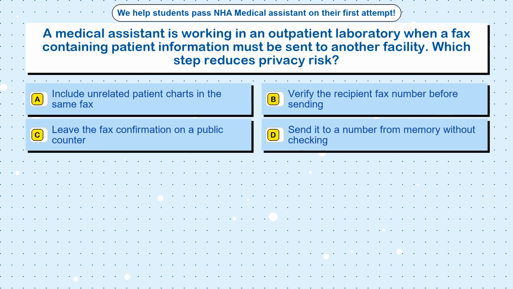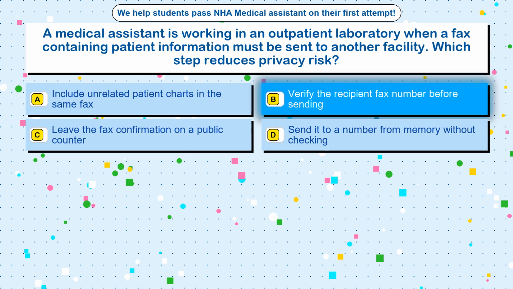Question 5. A medical assistant is working in an outpatient laboratory when a fax containing patient information must be sent to another facility. Which step reduces privacy risk? Option A. Include unrelated patient charts in the same fax. Option B. Verify the recipient fax number before sending. Option C. Leave the fax confirmation on a public counter. Option D. Send it to a number from memory without checking. The correct answer is option B.